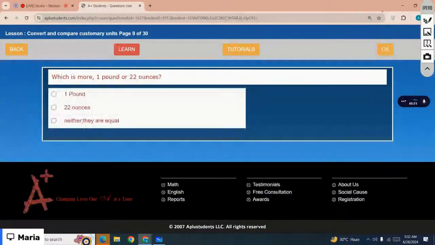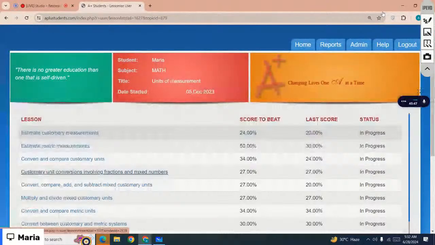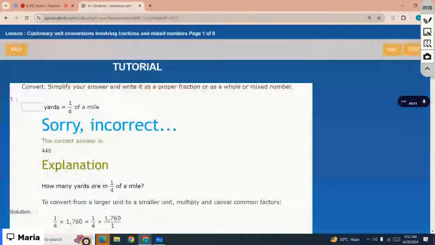Okay, you can complete the lesson by yourself later today. Let me just move on to the next lesson. And the next lesson is customary unit conversion in volume, fractions and mixed numbers. Let's just start with the lesson.